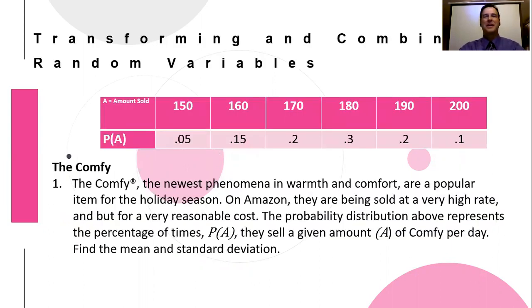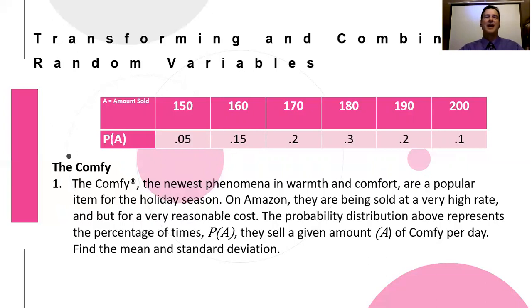We're going to talk about the Comfy. The Comfy is an item that was on Shark Tank about 3 years ago, and it is a blanket that looks like a sweatshirt. Don't believe me? Google it. You'll see what it's like. You're going to want one. It did so well on Shark Tank that it was on QVC numerous times after that. It's been in Costco, Sam's Club, Walmart, Target, you name it, it's been there.